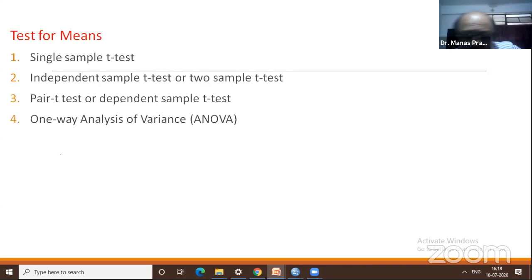So here I will show you the single sample t-test, independent sample t-test or two sample t-test, paired t-test or dependent sample t-test, and one-way analysis of variance. I'll show you one by one how this can be done in SPSS.